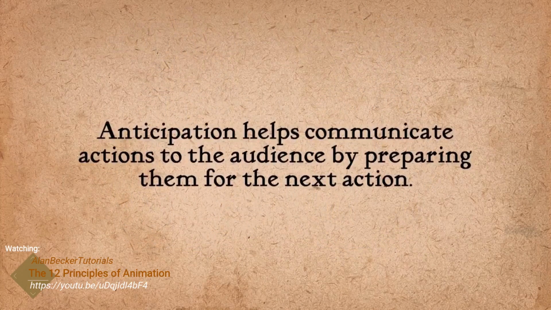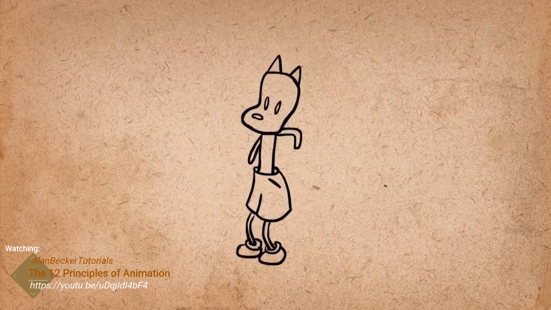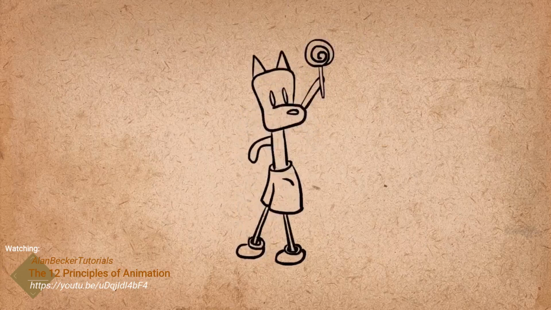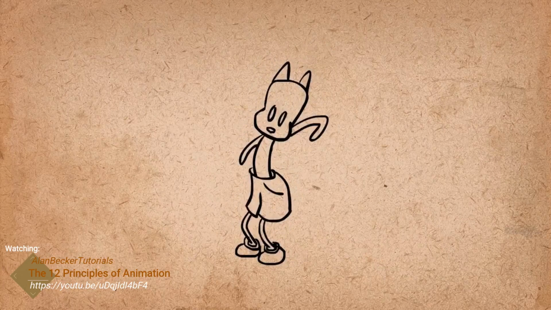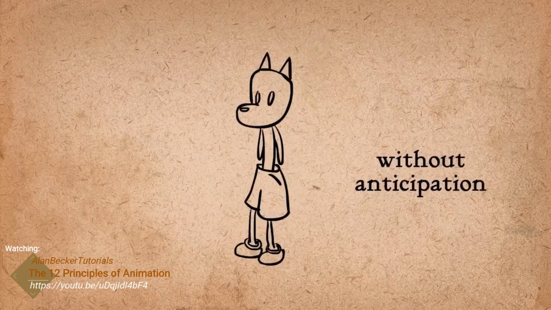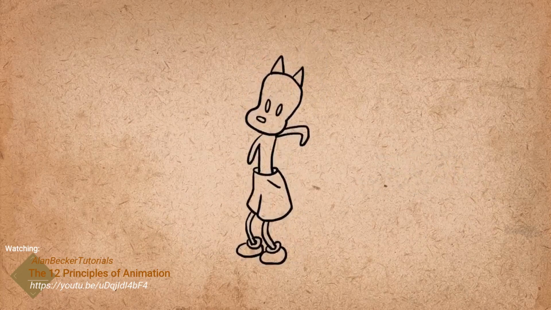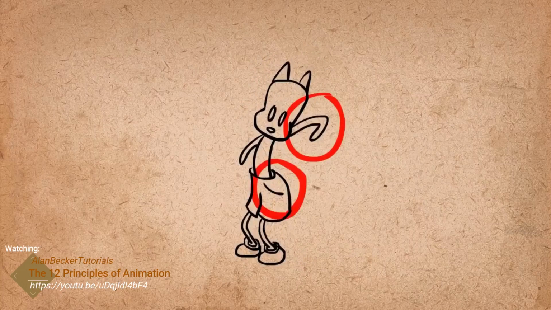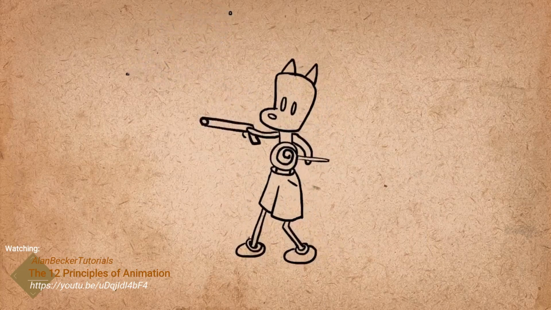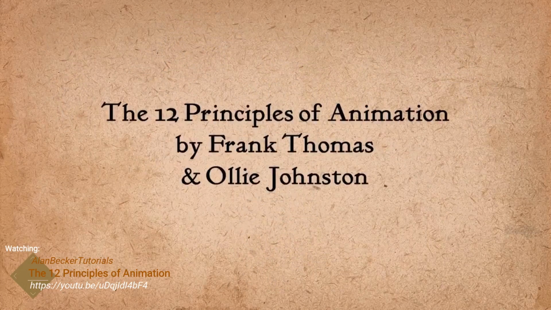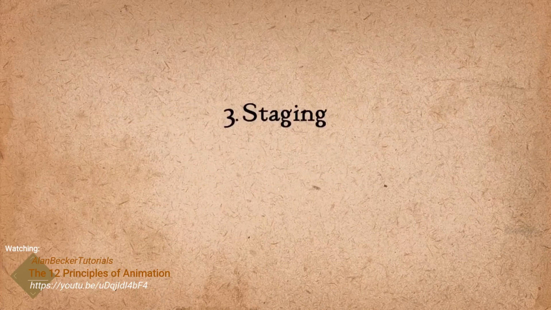Anticipation helps communicate actions to the audience by preparing them for the next action. This can happen in many ways. If a character is about to take something out of their pocket, they make their hand very visible and up in the air before going into the pocket. Otherwise, the audience might miss it and wonder how they got that object in the first place. The most important thing is that the viewer notices the hand and the pocket, so the character cannot be performing any competing actions. So, the third principle of animation is called staging.